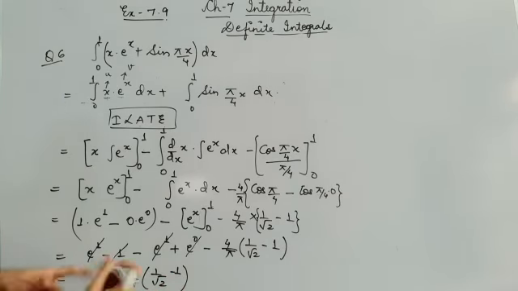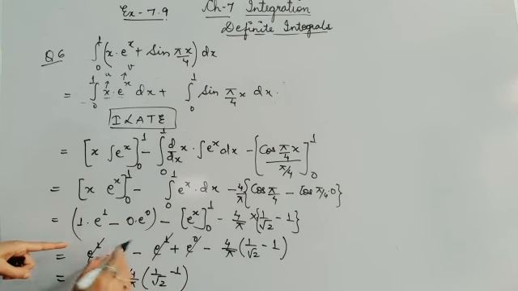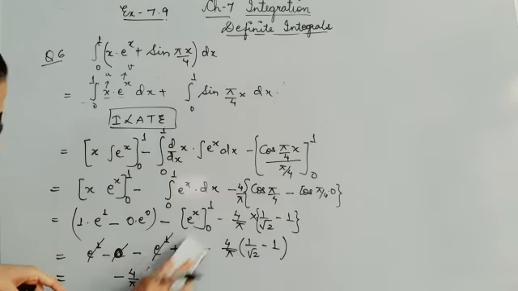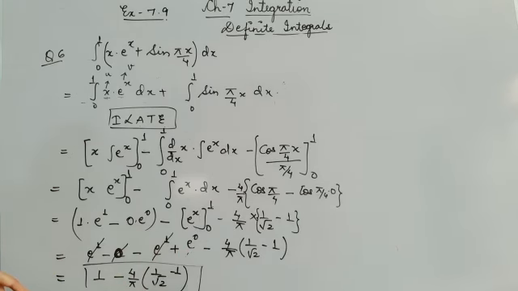Sorry children, we have made a mistake here. It was 0 into this, so it will become just 0. So this term will vanish, and here I will be getting e raised to power 0, which I will get as 1. So here I will get it as 1. Now this is your final answer, or you can simplify it further.